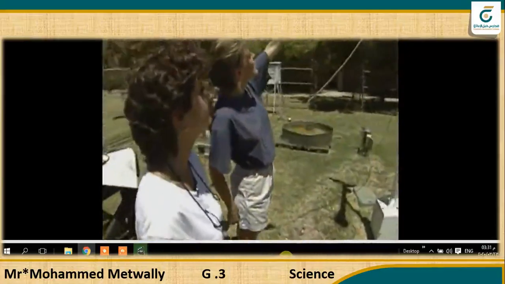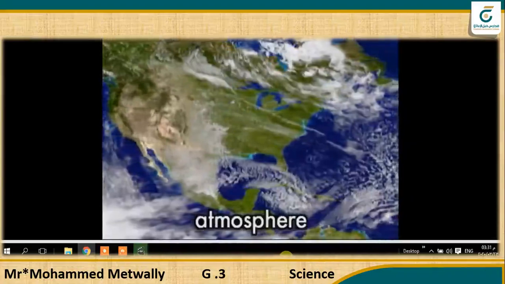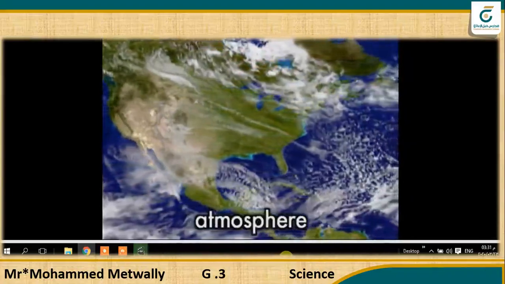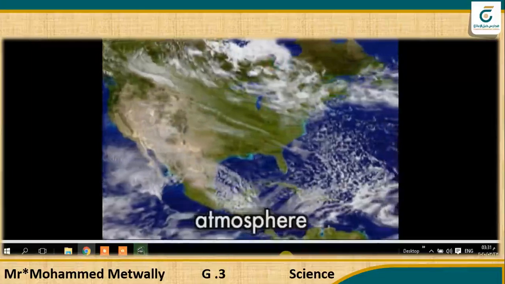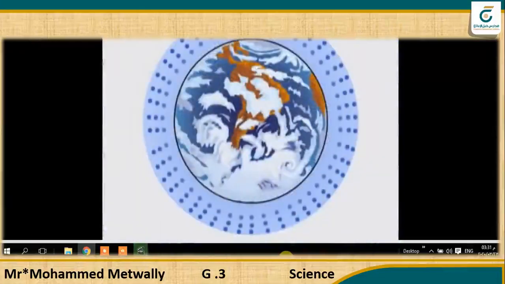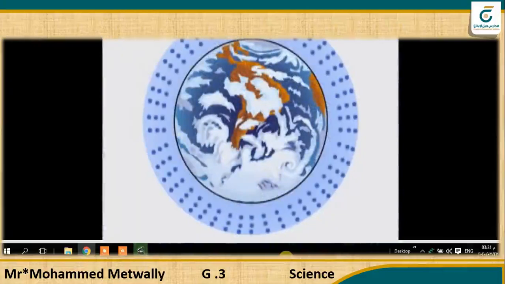Most weather tools help scientists describe the atmosphere. The atmosphere is the blanket of air that surrounds Earth. The atmosphere is made up of gases that have no color, taste, or odor. These gases have weight. The weight of the atmosphere presses down on Earth. This pressing down is called air pressure.